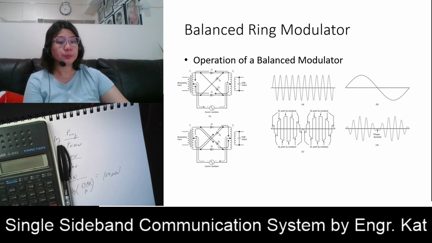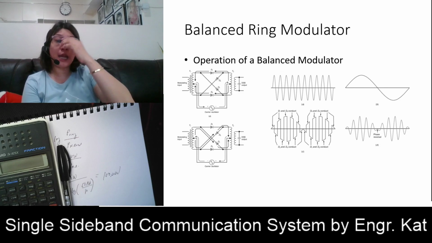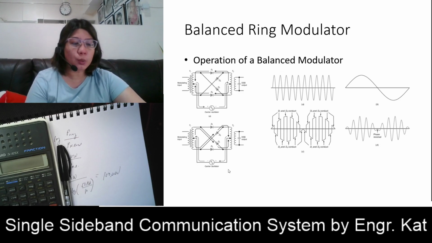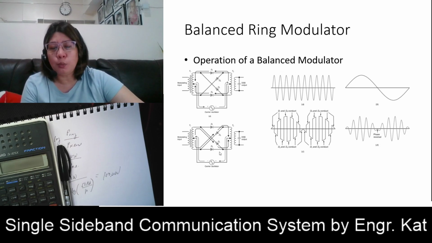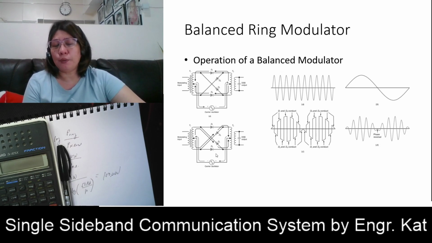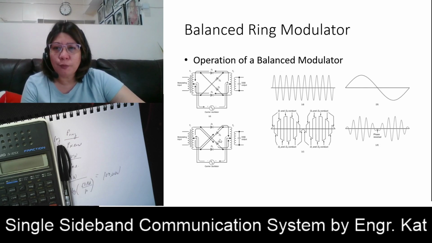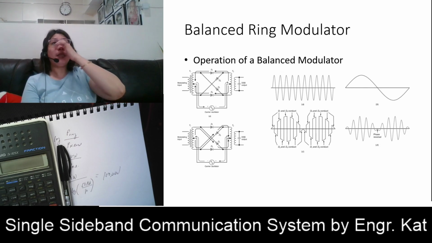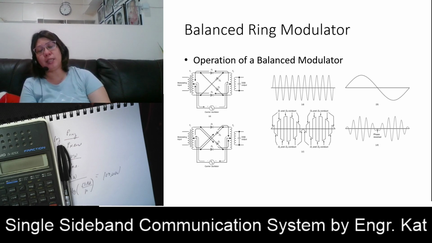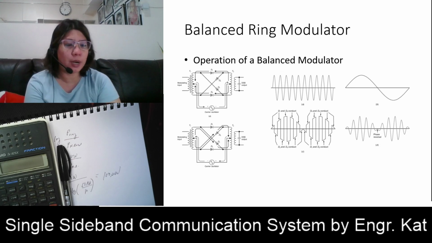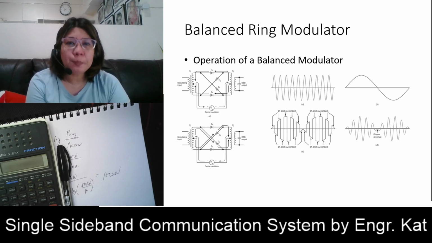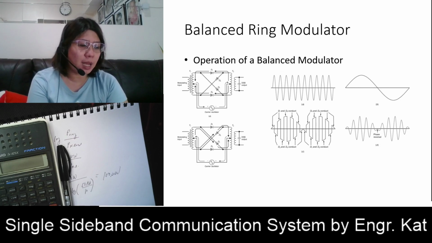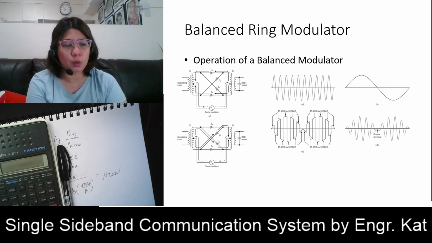Now, what happens when the polarity reverses? Just like in this one, it is minus and plus. In this case, your D1 and D2 are reverse biased, while your D3 and D4 are forward biased. What happens in our first case also happens in our second case. Therefore, for a balanced modulator, your carrier is effectively balanced out and your output is totally equal to zero.